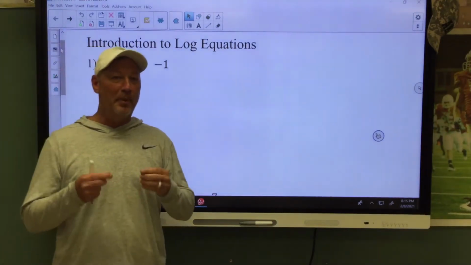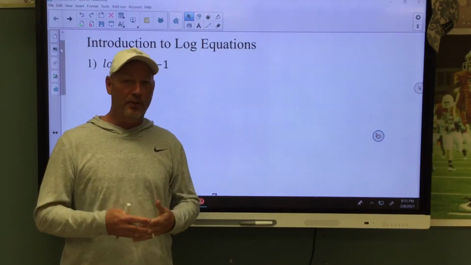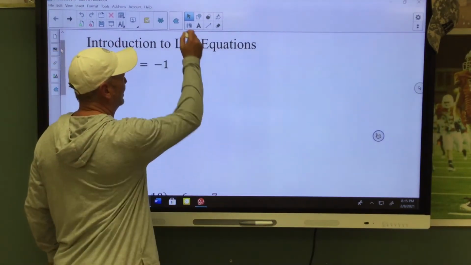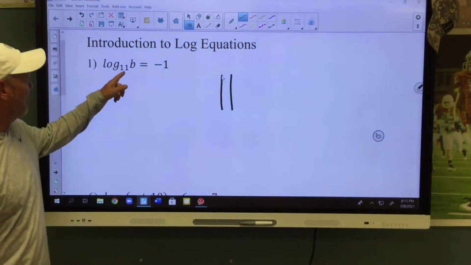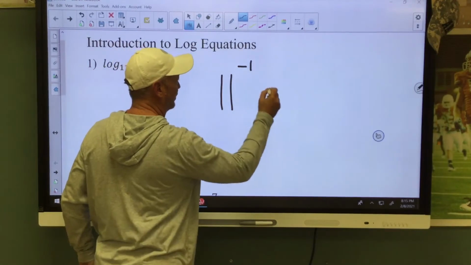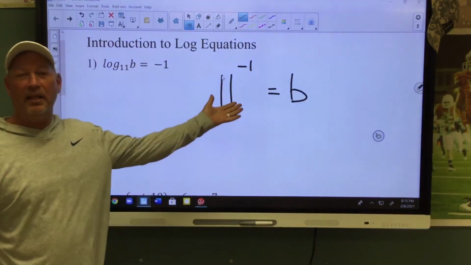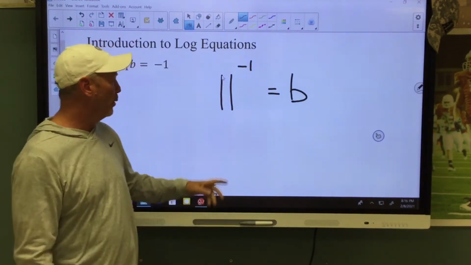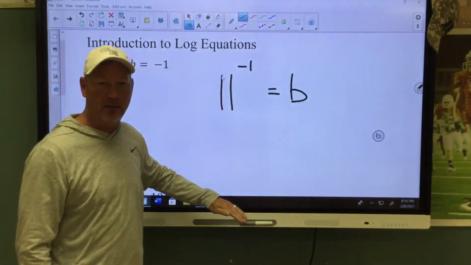Remember what we said, your base is going to stay the base, but we're going to switch who you're paired with. So in this case, my base is 11. So your base will stay your base. And instead of being paired with the b, we're going to pair it with the -1. Okay? But we can't leave a negative exponent in our problem or in our answer. So remember what a negative exponent told you to do?